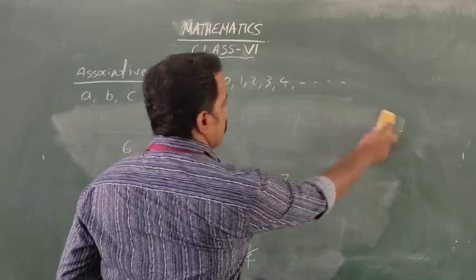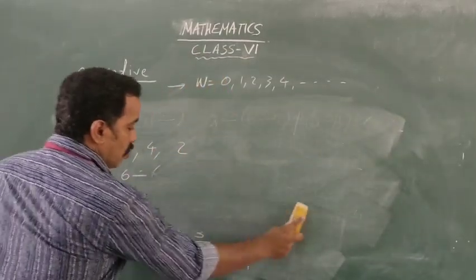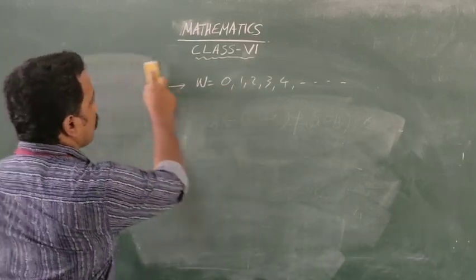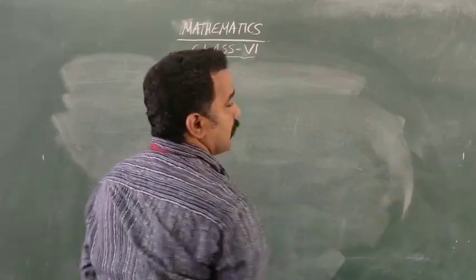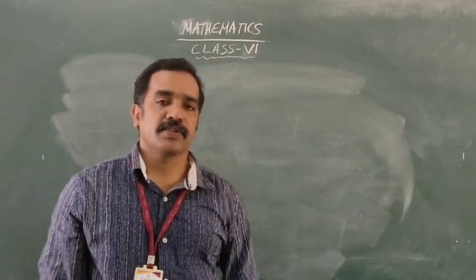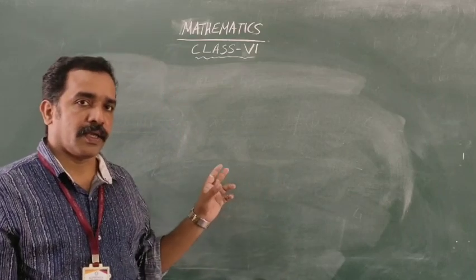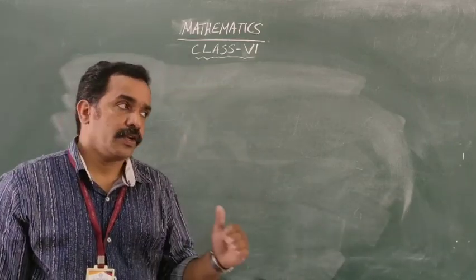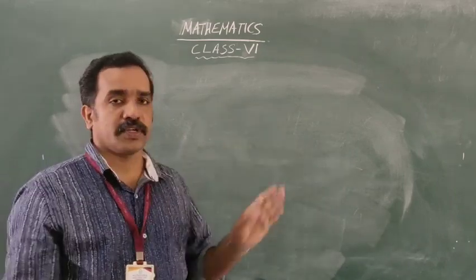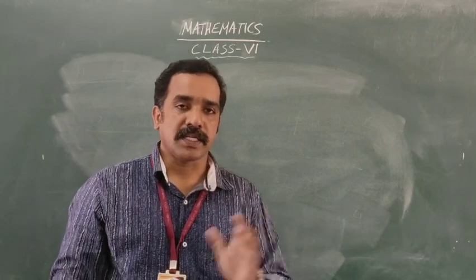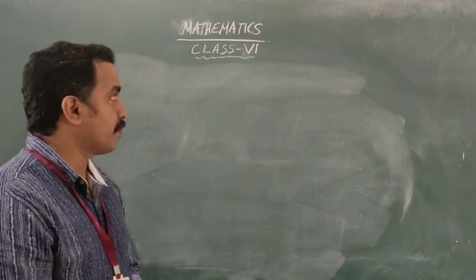In case of associative property, it is also called a grouping property, and associative property means grouping three numbers. Division and subtraction do not satisfy associative property, but addition and multiplication satisfy associative property.